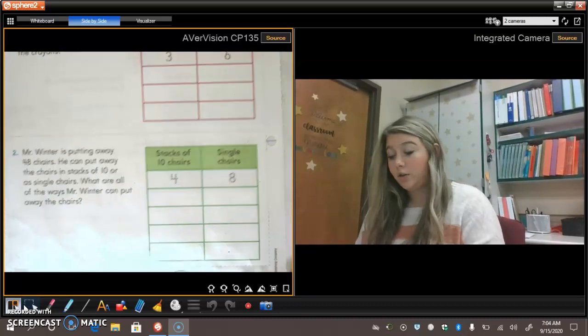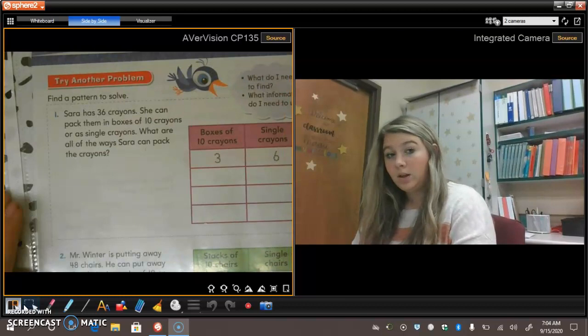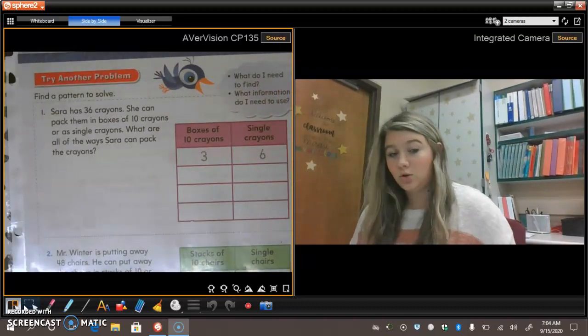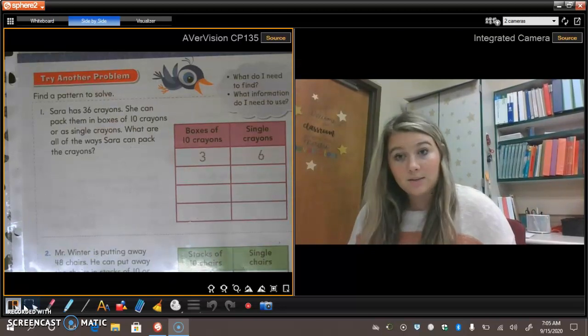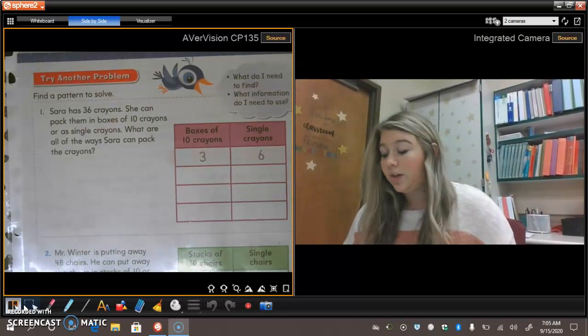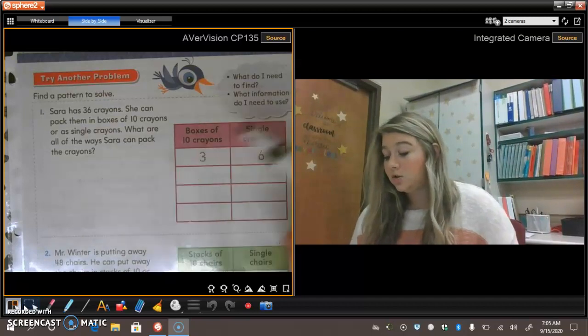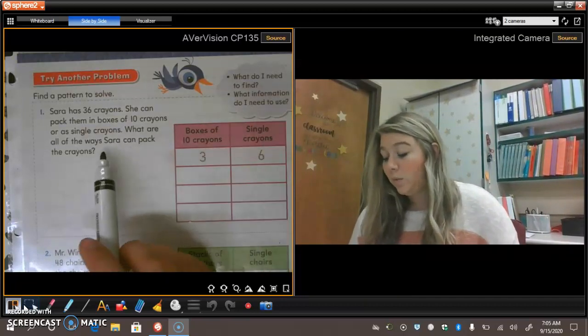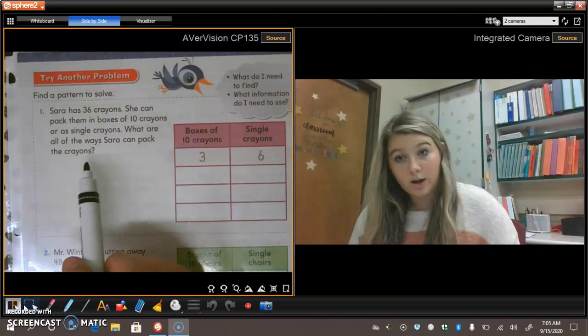So now we have another problem, number 1. It says Sarah has 36 crayons. She can pack them in boxes of 10 crayons or as single crayons. What are the ways she can pack the crayons? So this is almost the exact same thing we're doing as before. So think, what do we need to find? So we need to find different ways that Sarah can pack all of the crayons.